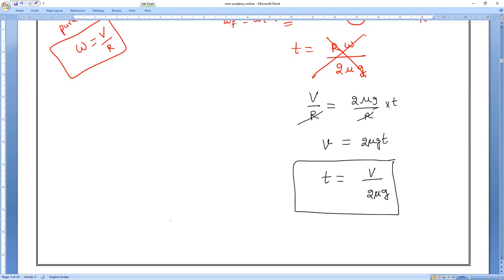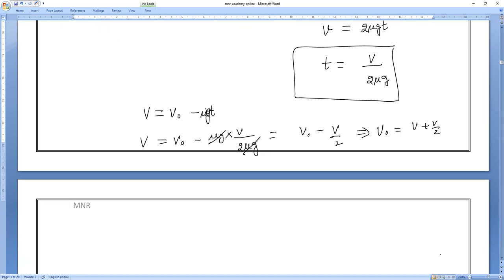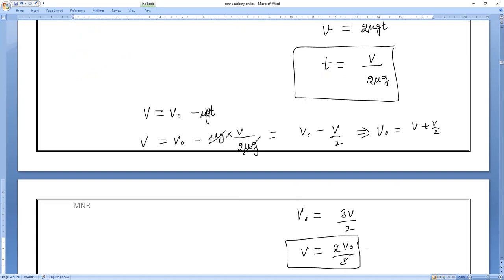Now you can substitute in the first equation, the final velocity: V naught minus mu g t. Now I'll replace the t with V divided by 2 mu g. So mu g gets cancelled. The answer is V naught minus V by 2, which is equal to V. So V naught is equal to V plus V by 2, which is 3V by 2. So V is equal to 2V naught divided by 3. This is the final answer.